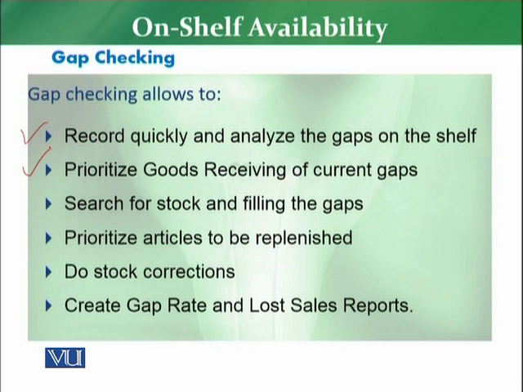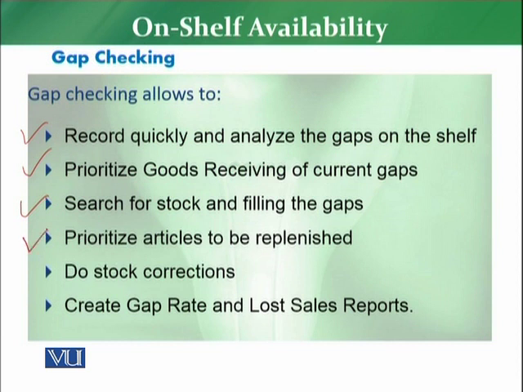You are receiving a lot of products in the store daily. So now you have to make the prioritization. For the products which are in the gap, you have to ensure that you prioritize their receiving so that they can quickly reach the store and that gap can be filled. Third, you need to search for stock and fill the gaps. In some cases, the stock is visible in the system. The HHT is telling you that there is stock, but the stock is not available on the shelf. So the gap check helps you quickly search where the stock is available, in the warehouse, so that you can display it on the shelf.